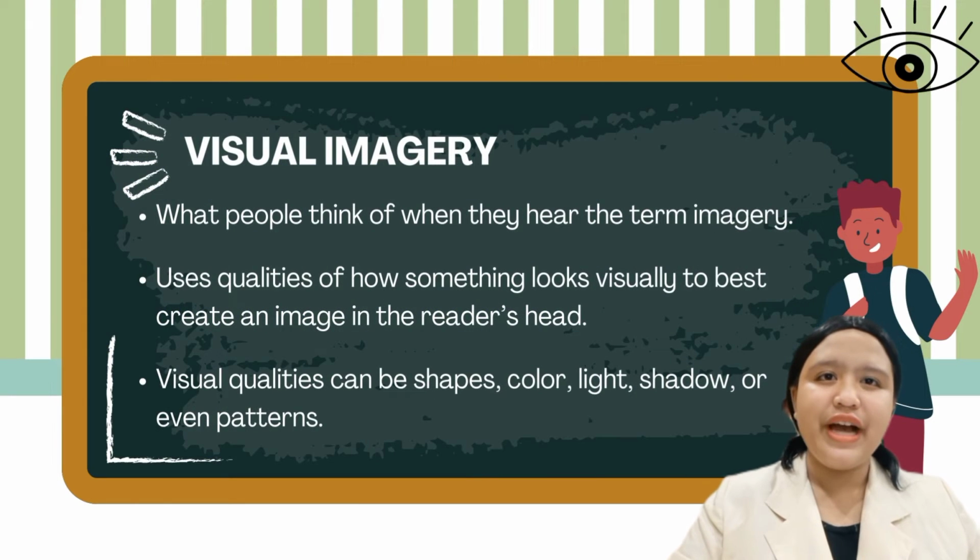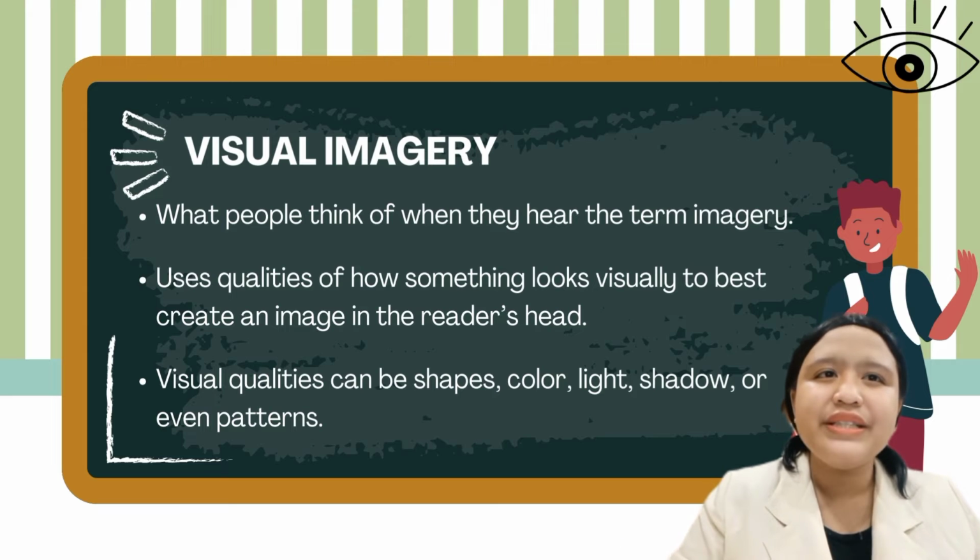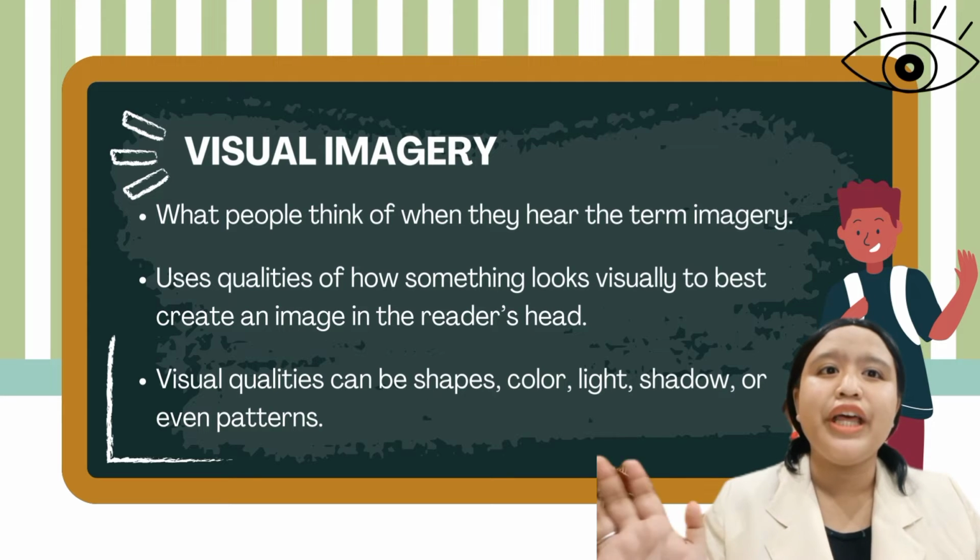The first kind of imagery is called visual imagery. Visual imagery tells us what we see directly through the narrator's eyes. Have you ever read a novel and felt like you were seeing what the characters were seeing? Their world, the weapons, the magical creatures, and all. That is all thanks to visual imagery.